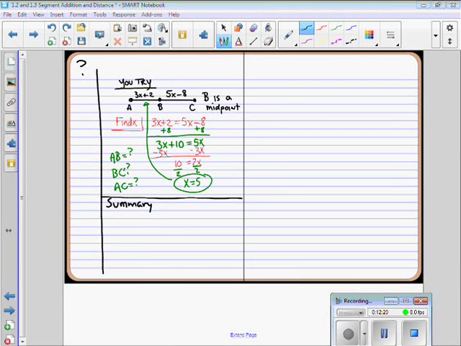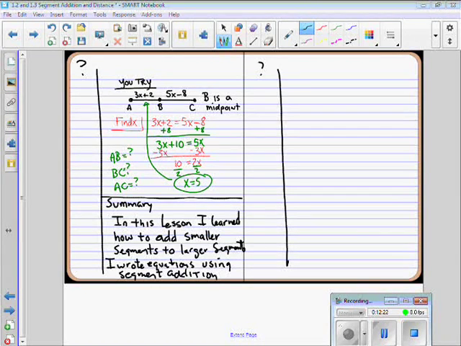Go. All right, so this is what I wrote. I said, in this lesson, I learned how to add smaller segments to get larger segments. I wrote equations using segment addition. You might have something slightly different or different words. No worries. I just need you to summarize what you learned. Okay, draw your bar underneath the summary, and let's get started on the next lesson.